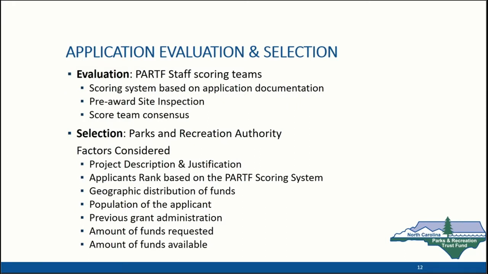The question everyone asks about is how are applications evaluated and selected? So there's two parts. Evaluation is done by the PARTF staff scoring teams. So that's the teams from Recreation Resources Service and the Division of State Parks, the grant program. We work on teams and we review the scoring system based on the application documents that are submitted with your official application. We'll also conduct site inspections prior to the award, and that's just to make sure we know what the site looks like and evaluate that with what's being proposed to develop.